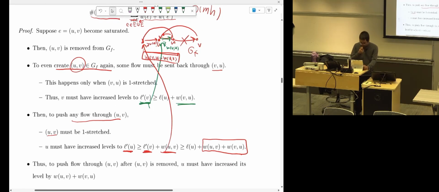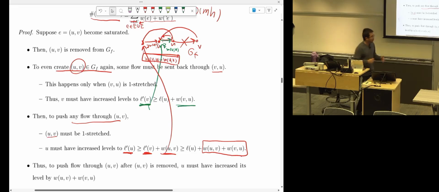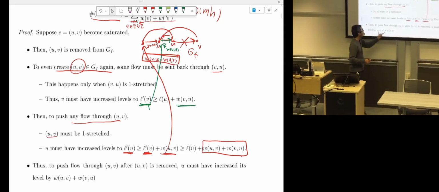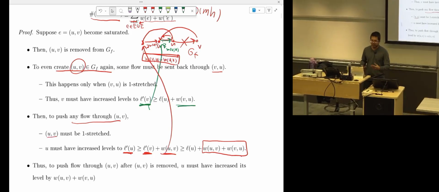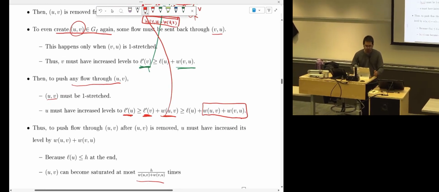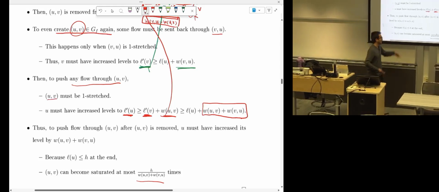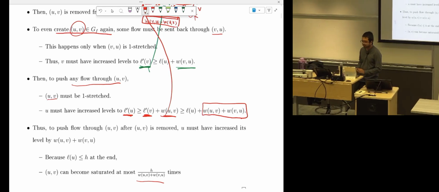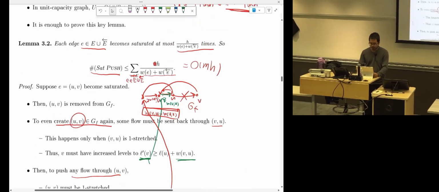So basically, to push flow through UV again, you need to increase the level by this much. But the level is bounded by H, so the total number of times that you saturate this edge is just H over this sum. And that's why you get this bound.